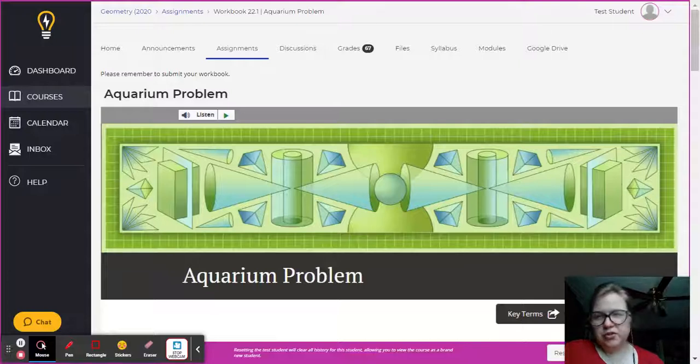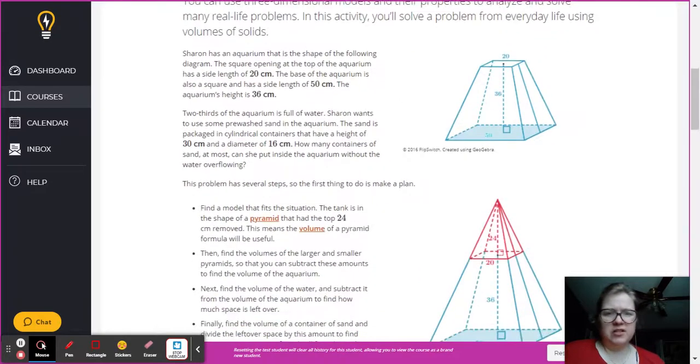Okay, this is workbook 22, which is basically word problems involving solid shapes. So the first one is an aquarium, and it gives this really awesome aquarium that is in the shape of what is called a truncated pyramid. So we take the pyramid and chop off the top.